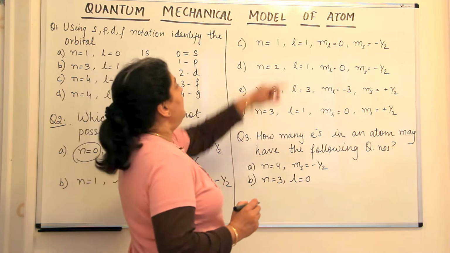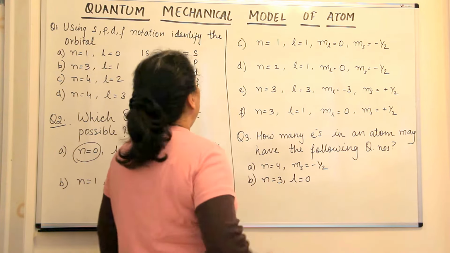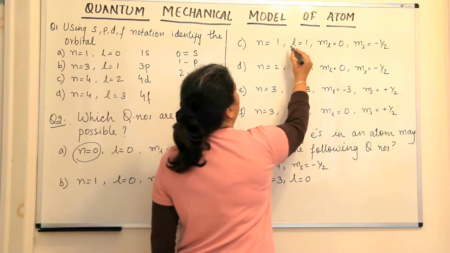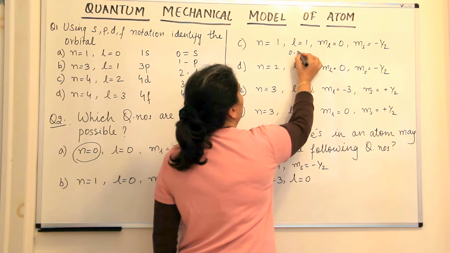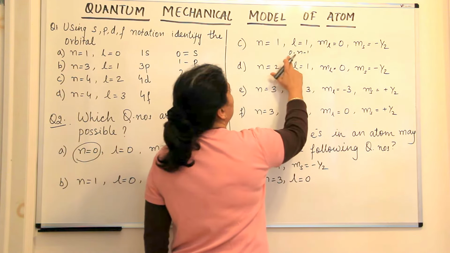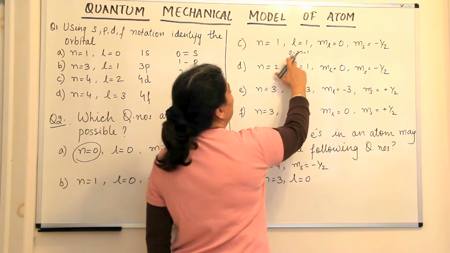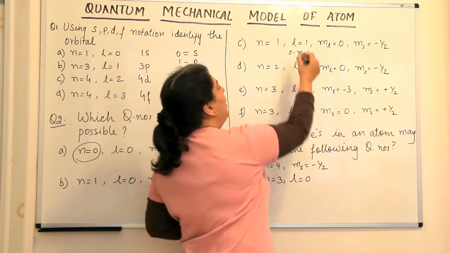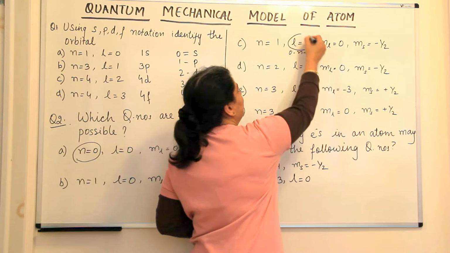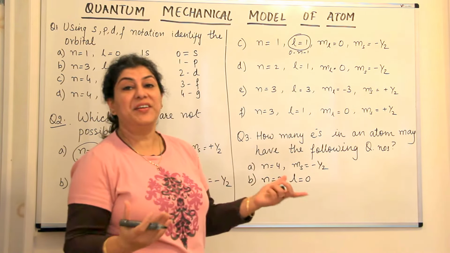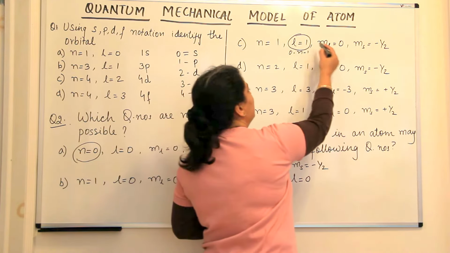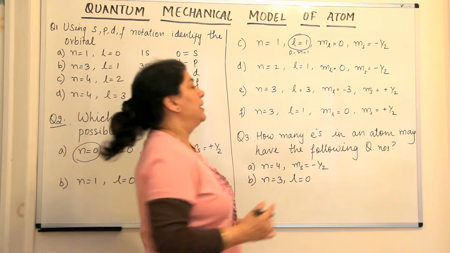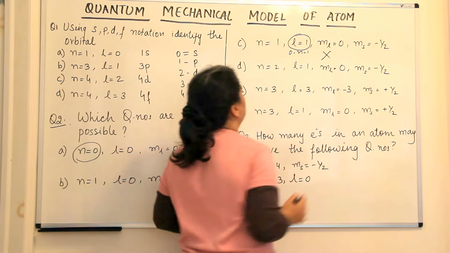The next is N is equal to 1. It's the first shell and L should have values from 0 to N minus 1. But this should only have one value, that is 0. N minus 1 is also 0. Therefore a value 1 cannot exist. So the error is here itself. If this cannot exist, the subshell itself does not exist, this set of 4 quantum numbers cannot be existent.